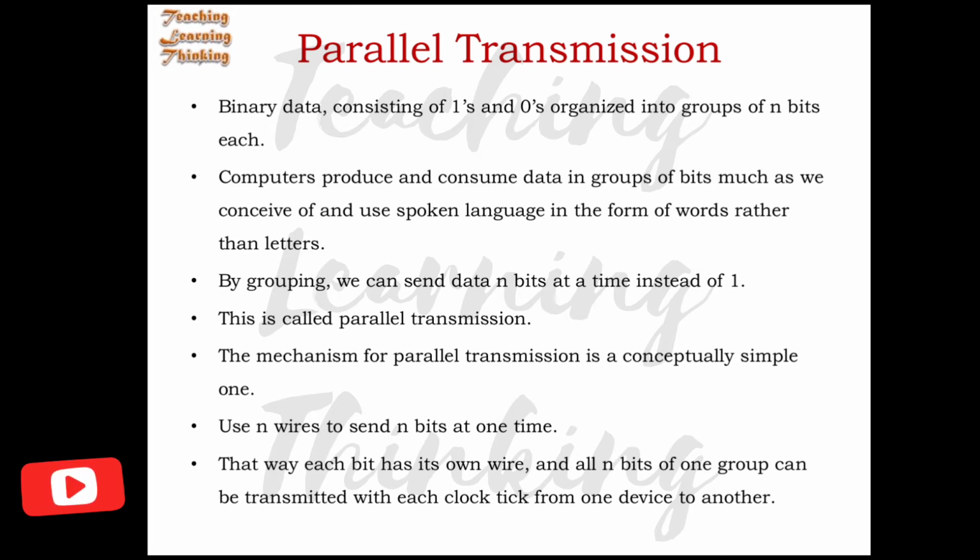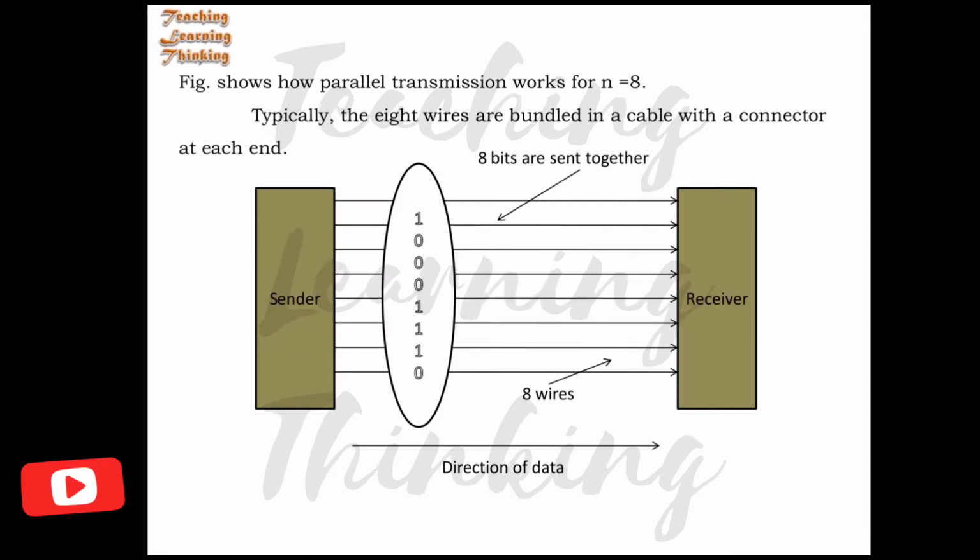The mechanism of parallel transmission is conceptually a simple one: use n wires to send n bits at one time. That means each bit has its own wire, and all n bits of one group can be transmitted with each clock tick from one device to another. This diagram shows n equal to 8; 8-bit transmission is shown here.